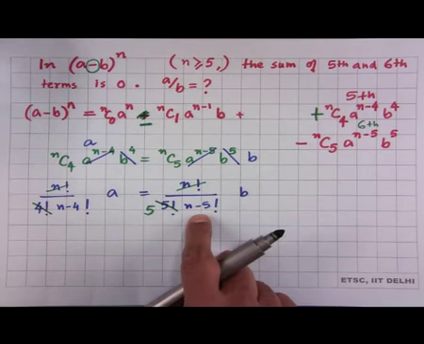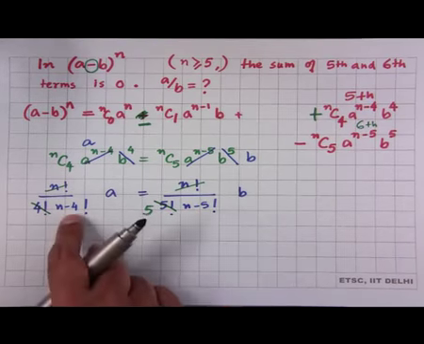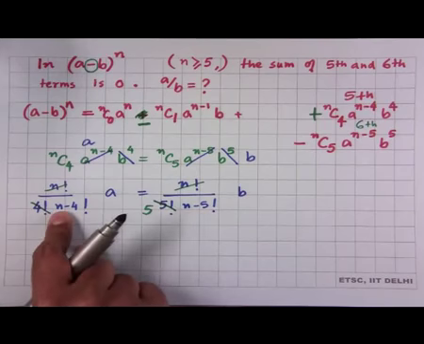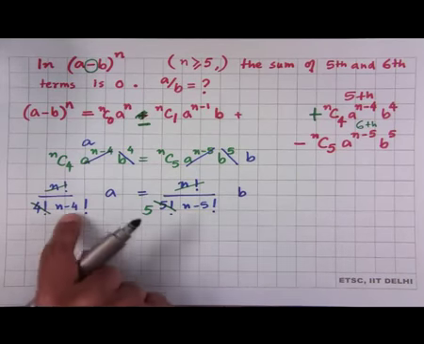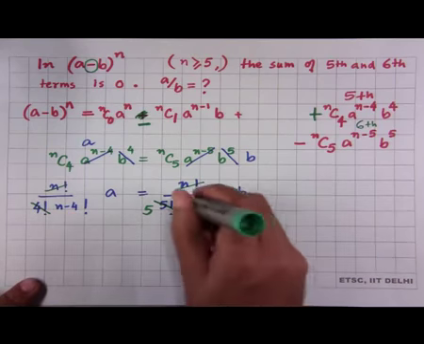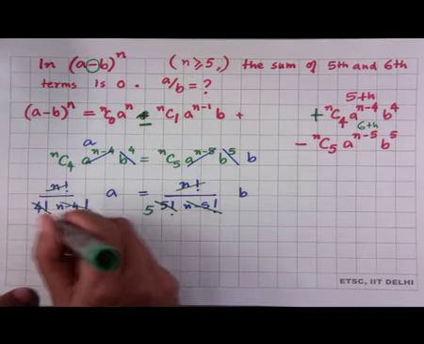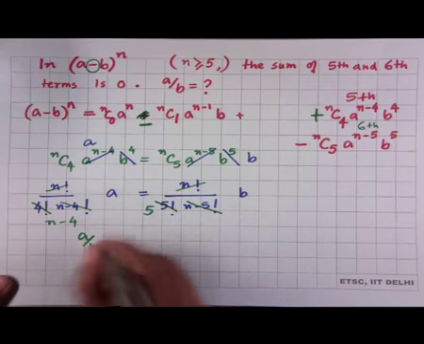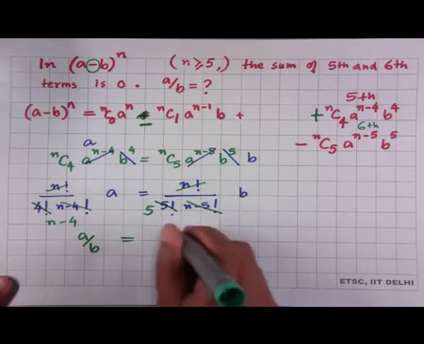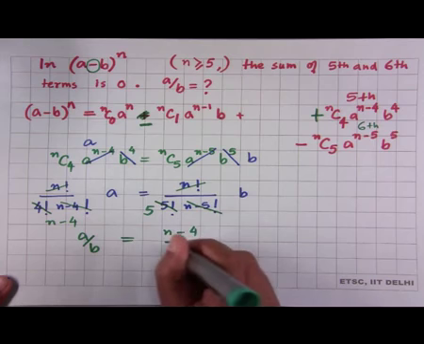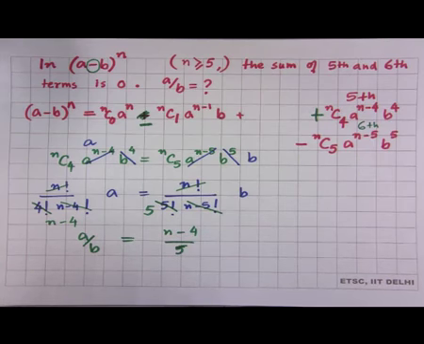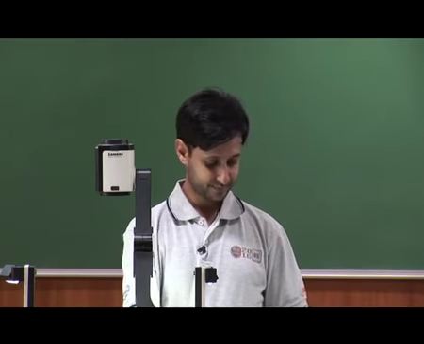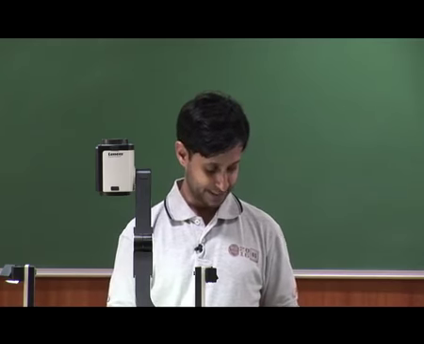N minus 5 factorial, n minus 4 factorial is bigger than n minus 5. N minus 4 factorial is n minus 5 factorial times n minus 4. Which leads me to a by b is equal to n minus 4 by 5. Okay? That was a quick JEE question for you, quite straightforward. All right, let us do another one.